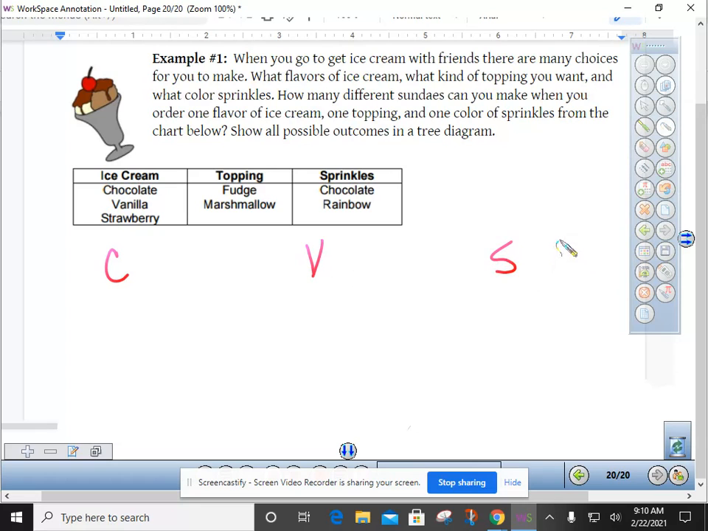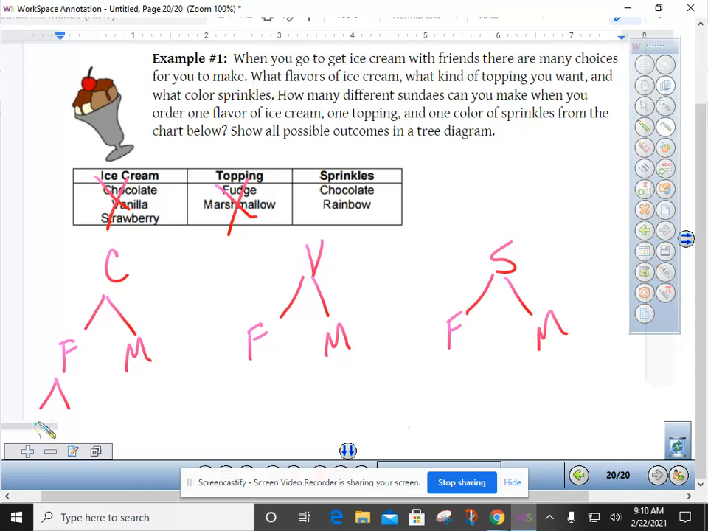That seems really hard, right? We're done with that. Then we got, what kind of topping? Fudge and marshmallow. That's what that looks like. Then we got vanilla, and we could have fudge and marshmallow. Then we got strawberry, we can have fudge and marshmallow. And then we're done with that. Now what color sprinkles we got? Chocolate and rainbow.